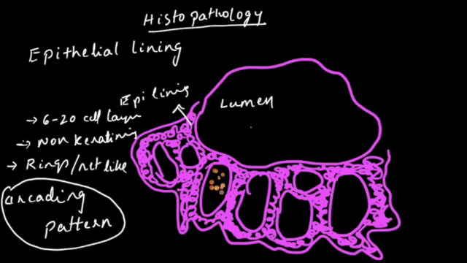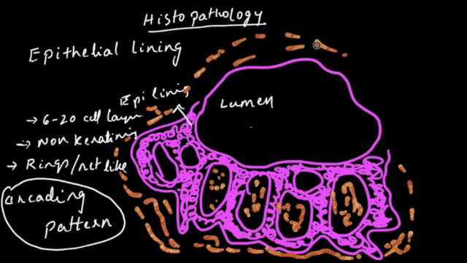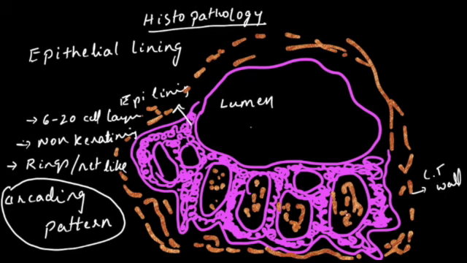Here, this is the connective tissue part. I'm just trying to draw a rough image of this, and this is the connective tissue wall. So let's just label these parts: the connective tissue wall and the entrapped connective tissue around which the epithelium proliferates in arcades.